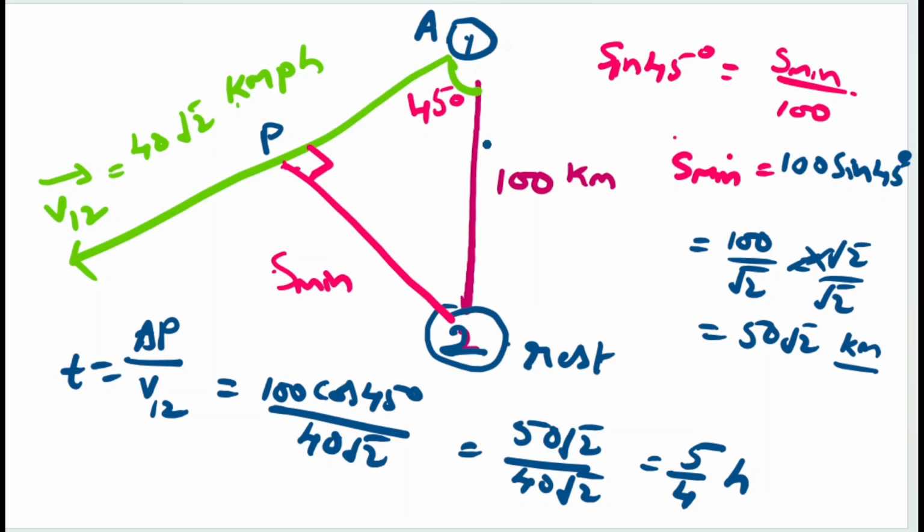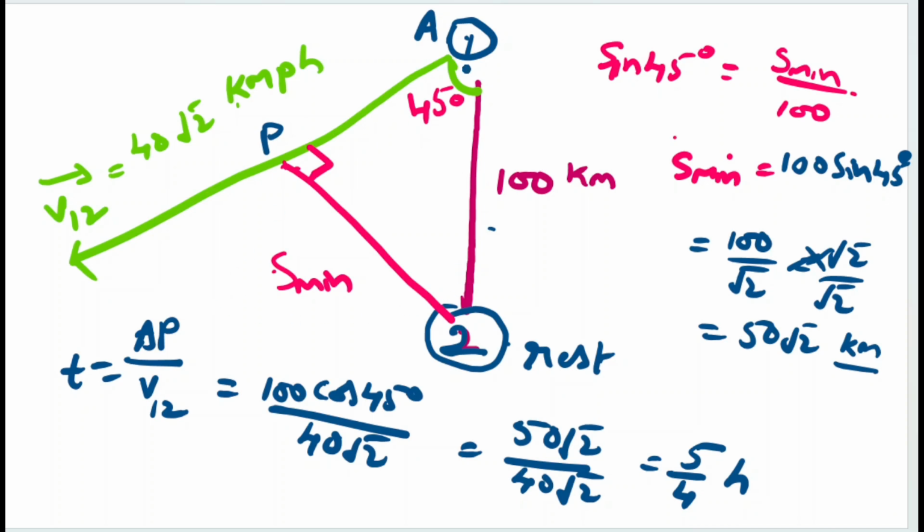In order to find this, from this triangle we can find sin 45 degrees equals opposite side by hypotenuse. In this right angle triangle, the opposite side is S minimum, and the hypotenuse value is 100, already given. If you cross multiply, S minimum equals 100 sin 45, and sin 45 value gives 100 into 1 by root 2. If you rationalize with root 2, then you will get 50 root 2 kilometers. So 50 root 2 kilometers is the shortest distance of separation between these two cars.